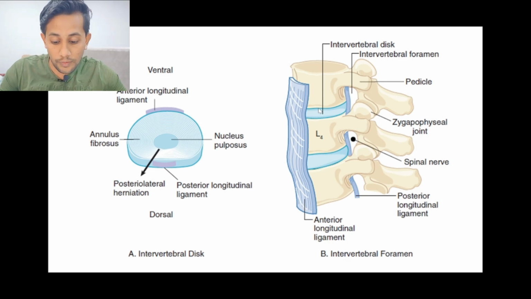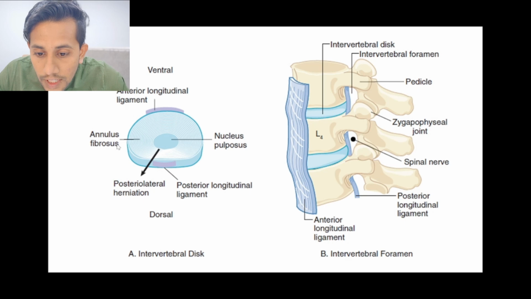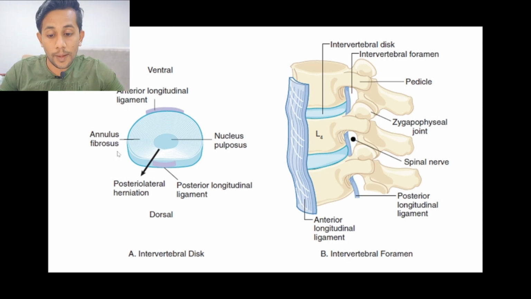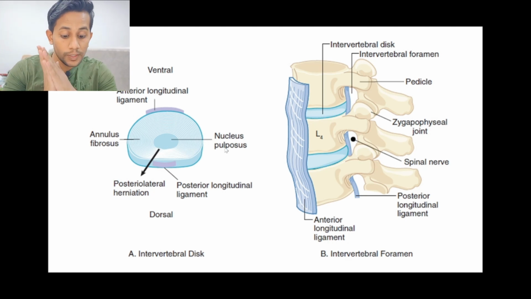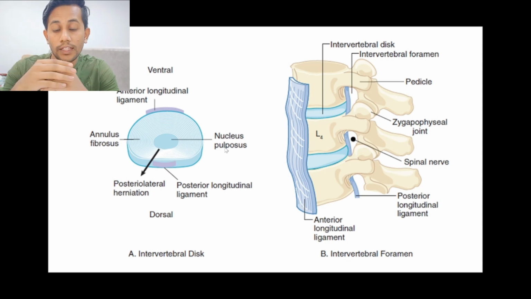So if you take a look at the left side of the image, you see here, this is our intervertebral disc. These are the sections. We have annulus fibrosus, which is the fibrous part of our intervertebral disc, and the main aspect is the nucleus pulposus. Now, nucleus pulposus has been derived from the notochord. This is from our previous videos. If you don't know, this is from embryology.